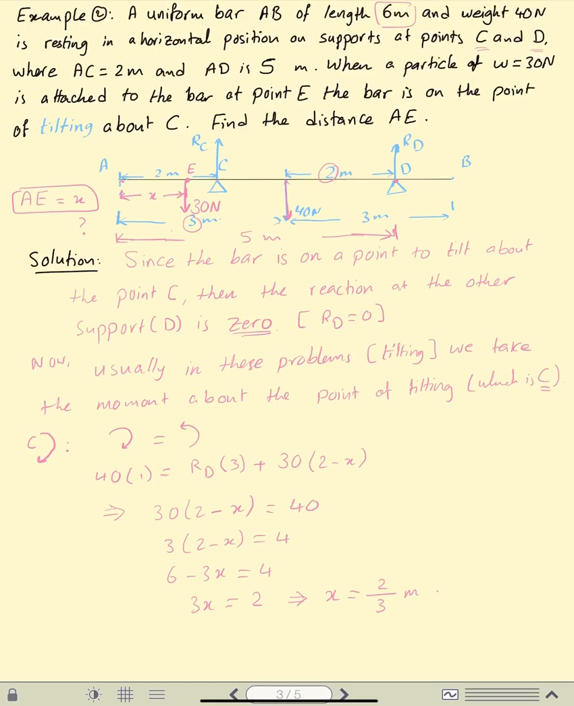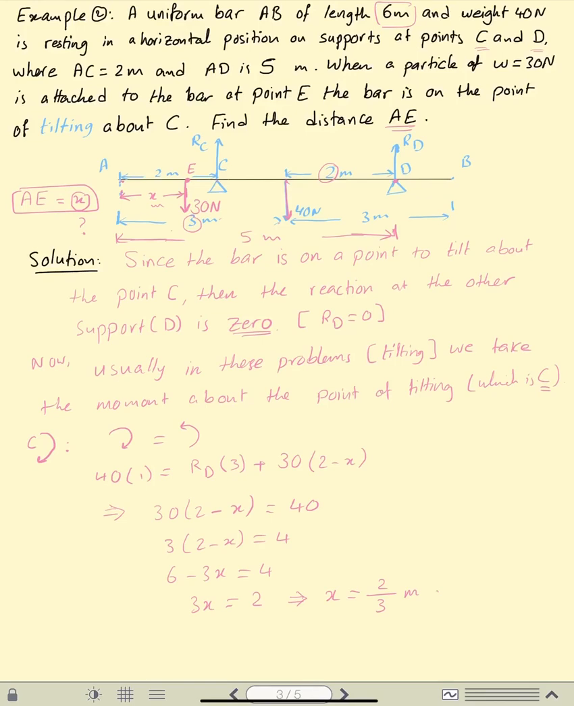He wants the distance AE. The best way to do these things: sketch AE, show it on the diagram, and name it. Label it with X, with Y, with D, as you wish. So AE is X meters. AC is 2, AD is 5. Now the information is complete.